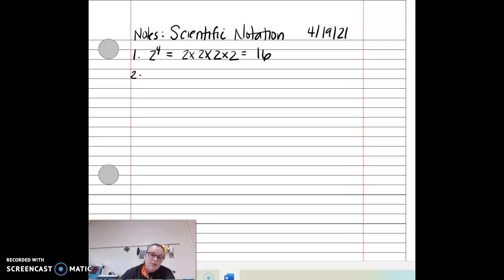Let's take a look at 3 to the 6th power. 3 to the 6th power is actually 3 times 3 times 3 times, and so on, expanded form. 3 multiplied by itself 6 times, or the standard form would be 726.